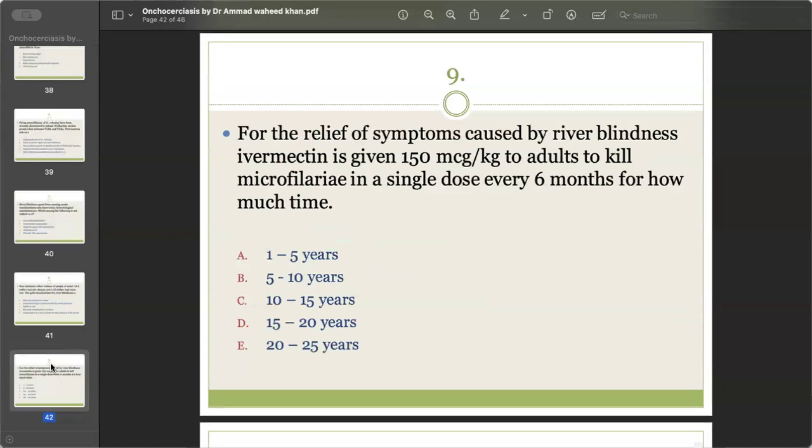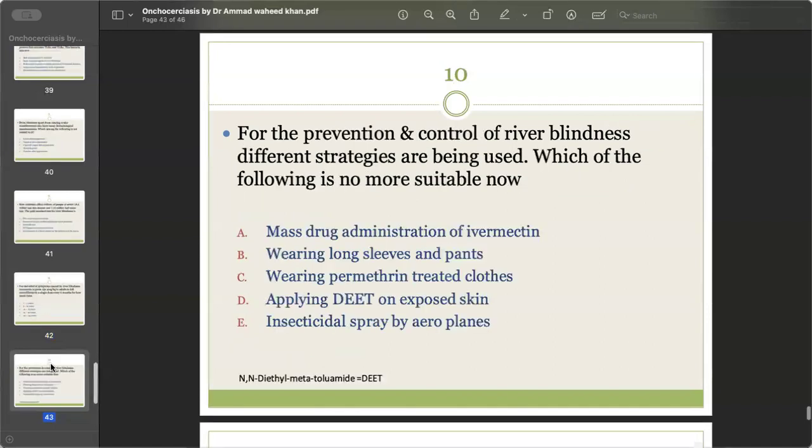For MCQ number 9: For the relief of symptoms caused by river blindness, ivermectin is given 150 mcg per kg to adults to kill microfilariae in a single dose every 6 months for how much time? Option A, 1 to 5 years; option B, 5 to 10 years; option C, 10 to 15 years; option D, 15 to 20 years; and option E, 20 to 25 years. C is the right answer, 10 to 15 years.